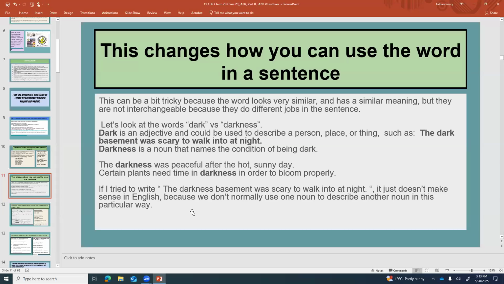Darkness is a noun that names the condition of being dark. The darkness was peaceful after the hot sunny day. Certain plants need times in darkness in order to bloom properly. If I tried to write the darkness basement was scary to walk into at night, it just doesn't make sense in English because we don't normally use one noun to describe another one in that particular way in English.